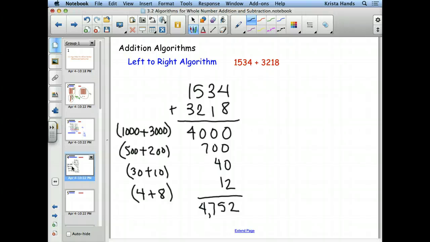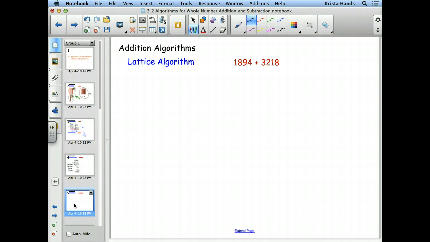Ready for another one? Okay, lattice algorithm. The lattice algorithm will come up again when we do multiplication. At least in terms of multiplication, it is my daughter's absolute favorite way to do multiplication, the lattice algorithm. But it works for addition too, so we're going to start with it here. Okay, so it starts out looking very much like the last one did, right? 1,894 and 3,218, and we're writing it out just in a vertical pattern, okay?